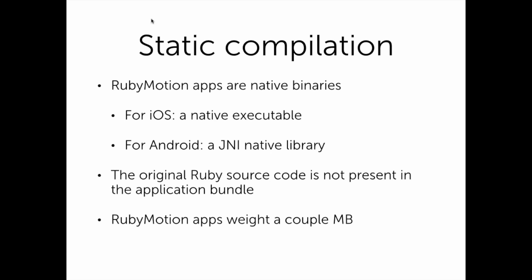And for Android, we create a native library, which is a JNI native library that we will actually require, that we will load inside a Dalvik application. So it's very important to notice that, again, there is no interpretation, there is no bytecode. In RubyMotion, you have a binary. And also, the original Ruby source code is not present in the application bundle. So the Ruby code that you write will not be in the application. You won't see .rb files, and if you look at the strings of your binary, you won't see the Ruby code there, because everything has been compiled into assembly using our compiler.